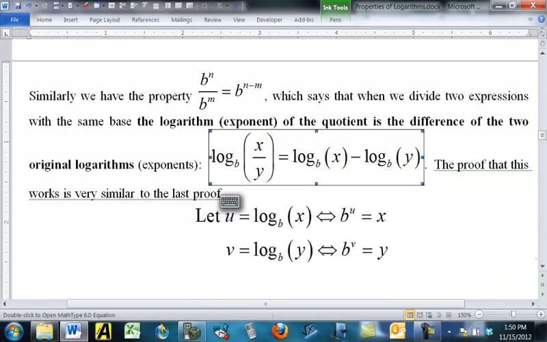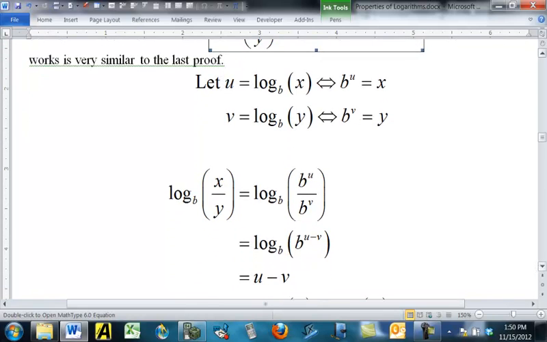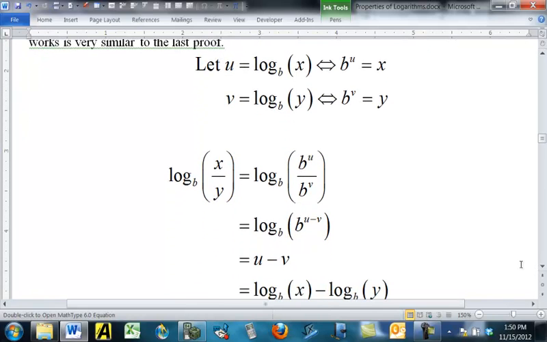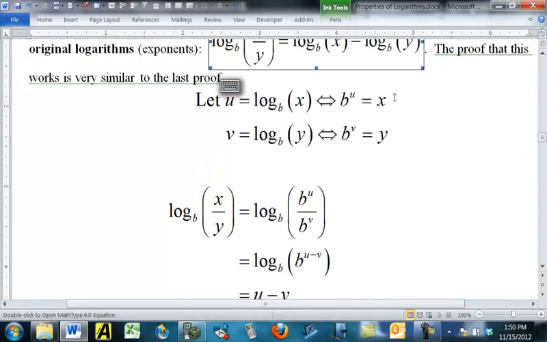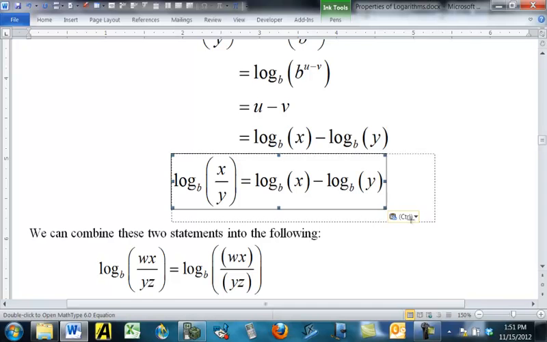We're going to use the same substitution we did in the last problem, and in fact this proof is very, very similar. So we take log base b of x over y, it's log base b of b to the u over b to the v. B to the u over b to the v, we use that property of exponents that says that's b to the u minus v. But wait a minute, the log base b and b to the power cancel out. The only thing left is the power, u minus v, but u is log base b of x, and v is log base b of y. And so the result is that we get this result here, which is what we were trying to prove.